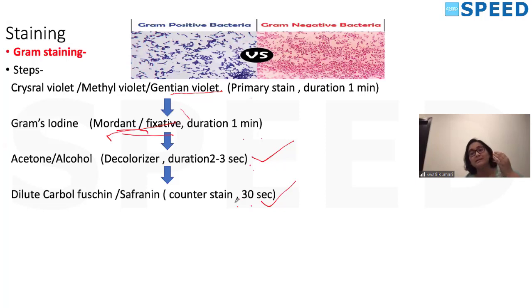In a previous entrance exam, the order of Gram staining was asked. So please remember, you use crystal violet, methyl violet, or gentian violet, all three can be used. Then you have Gram iodine, then the decolorizer acetone alcohol, then dilute carbol fuchsin or safranin. So this is the order of Gram staining.